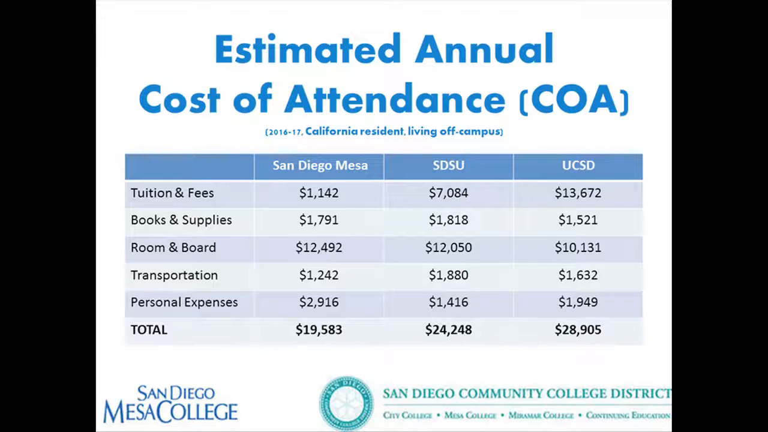These are the budgets for living off campus. Obviously the community college doesn't offer any on-campus housing, so we want to make it an apples to apples comparison here. Room and board is pretty much the same across the board. Transportation and personal expenses, we give you a little bit more leeway for personal expenses, I guess. But you can see the different costs per year. And that's the cost of attendance.